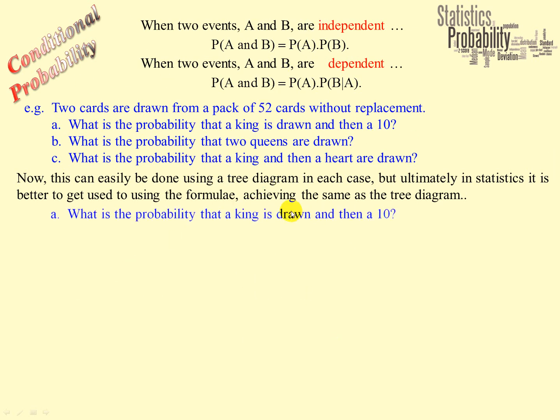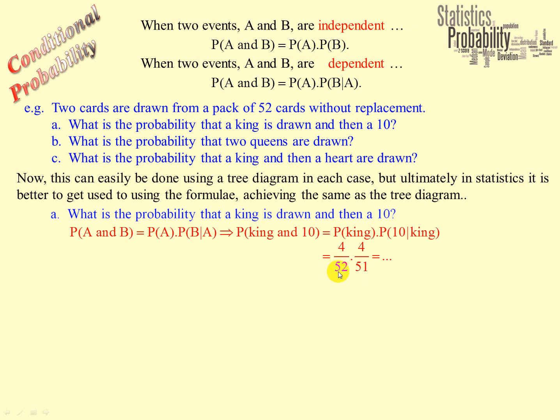What's the probability that a king is drawn and then a 10? Well, because there's no replacement, we're going to have dependent events, so it's going to be conditional probability. Probability of a king and a 10 equals probability of king times probability of 10 given king. There are 4 kings in the pack of 52 cards. Then choosing a 10, there are still 4 10s, but there are only 51 cards. That's why 4 over 52 times 4 over 51 will give us our answer. I'm not too worried about the answer.